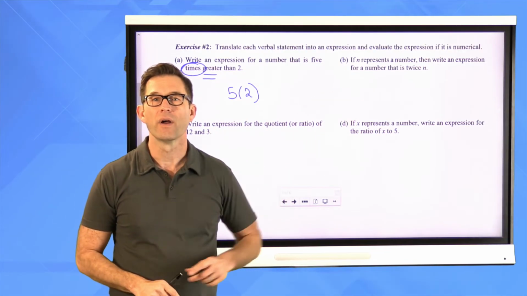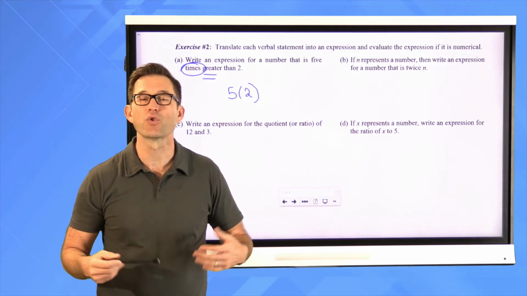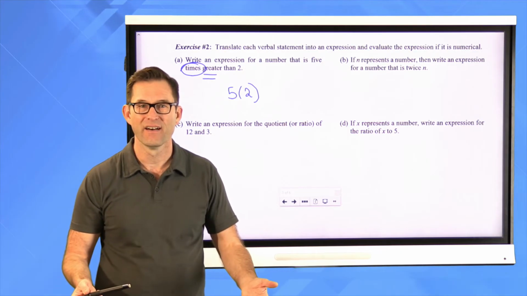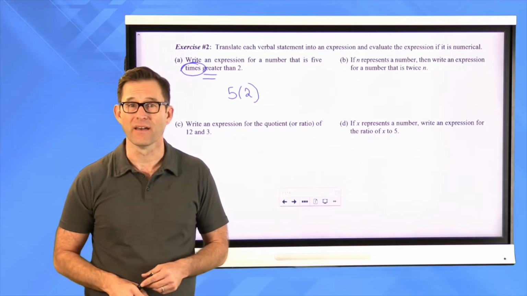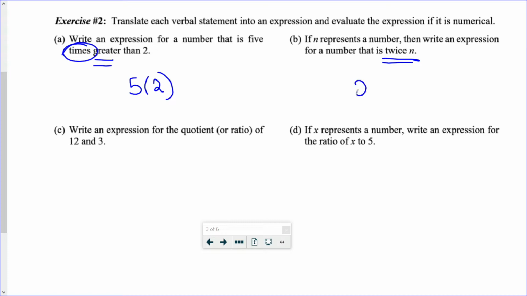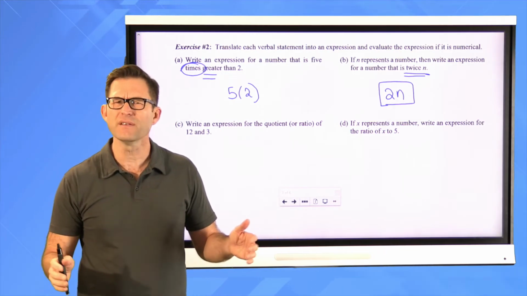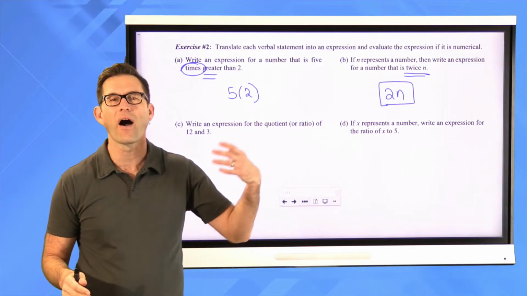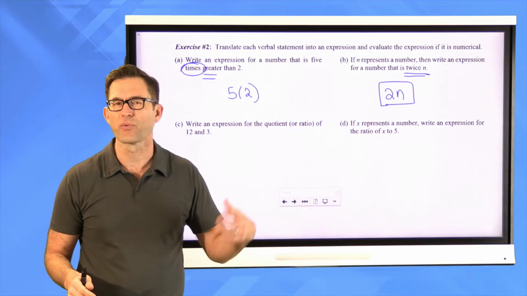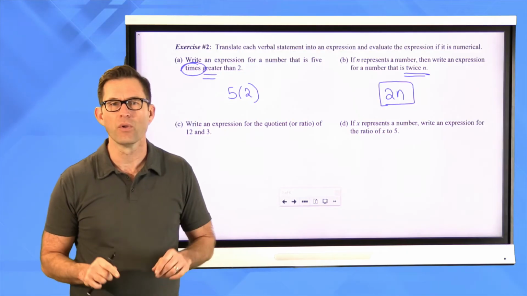Letter B, right? If n represents a number, then write an expression for a number that is twice n. Okay, it's the same idea, right? Twice n is just going to be 2n. Simple enough. Okay, so with products, it's pretty easy. You tend to get that times or twice or 3 times. It's a little bit harder maybe when we get fractions involved, but we'll look at a few of those.